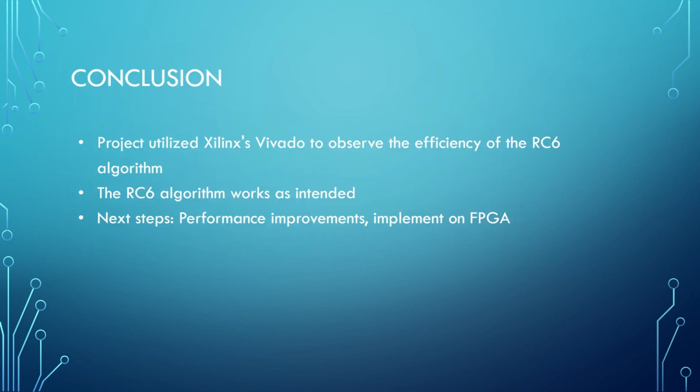And like we said in the demo, we do hope that we get to implement this in the FPGA later. Basically, in conclusion, we were able to observe the efficiency of the RC6 algorithm. We did learn a lot, and we saw that it is more efficient than the RC5 algorithm, at least from what we've seen. And our implementation, the VHDL code, at least worked as it was supposed to, and so did the decryption.